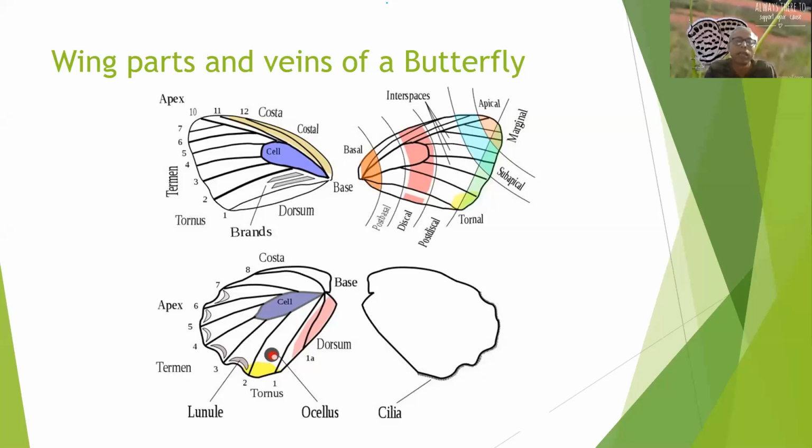There's a basal area, there's a post-basal area, there's a discal area, there's a post-discal area, and there are marginal and apical areas. The apical areas are near the apex. So these areas should be known to us.